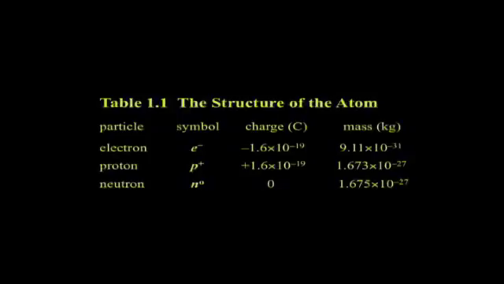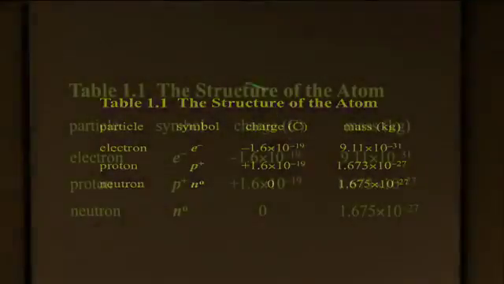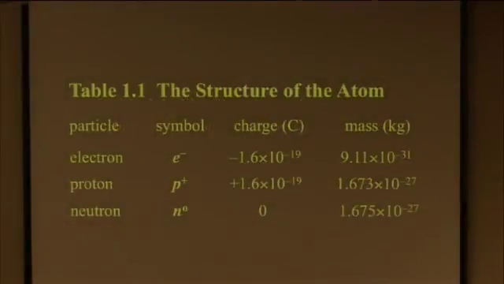Here are their symbols, e, p, and n, and they're distinguished by charge and mass. The electron has charge minus 1.6 times 10 to the minus 19 coulombs, and a very low mass, 9.11 times 10 to the minus 31 kilograms. The electronic charge is balanced by the protonic charge. The atom is net neutral, so the proton has a charge of plus 1.6 times 10 to the minus 19 coulombs. The neutron, as the name implies, has zero charge. The proton and the neutron have very nearly equal masses, however.